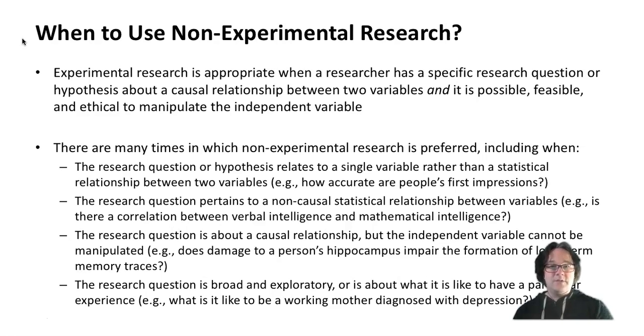So when to use experimental research? Experimental research is appropriate when a researcher has a specific research question or hypothesis about a causal relationship between two variables, and it is possible, feasible, and ethical to manipulate that independent variable. Okay, that's the key, right? Is when it's possible, feasible, and ethical to manipulate that independent variable. Those conditions are not always going to be met.